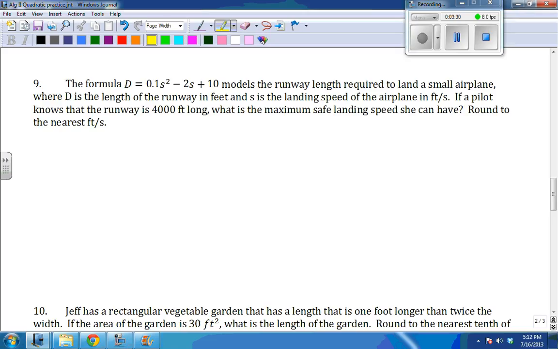So you've got the formula D, and they give you the equation. It models the runway length required to land a small plane, where D is the length of the runway, S is the landing speed of the airplane in feet per second. A pilot knows that the runway is 4,000 feet long, so runway is 4,000. I'm going to need that information to go with my runway variable. And they want to know the maximum safe landing speed, so they're asking me for the landing speed. That's what they don't know. That's my variable.